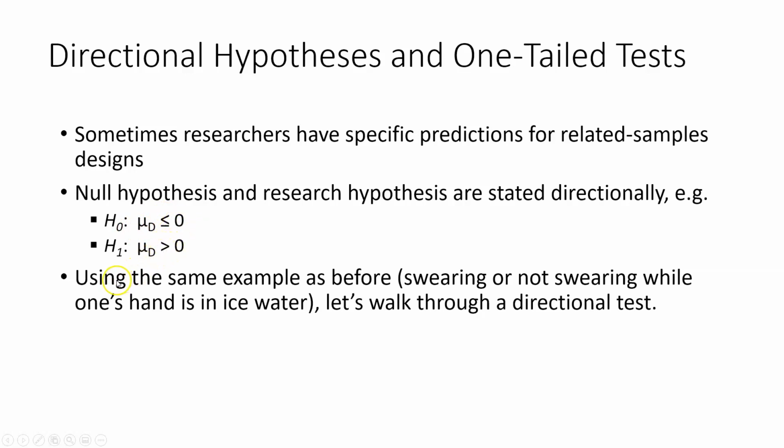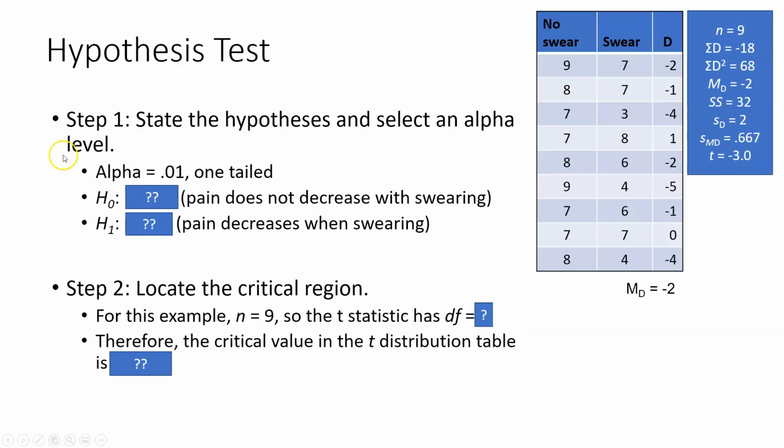So the mean difference that we're hypothesizing is less than or equal to 0 if we said here that it would be greater. Using the same example as before, this example of swearing or not swearing while having one's hand in ice water, let's walk through a directional test. Step 1 is to state the hypotheses and select an alpha level. If we give you alpha of 0.01 and we're doing a one-tailed test, then we would start with the alternative hypothesis here. And what would you write that out as? Pause your video and write on a piece of paper what you think this should say. So the mean difference is less than 0.